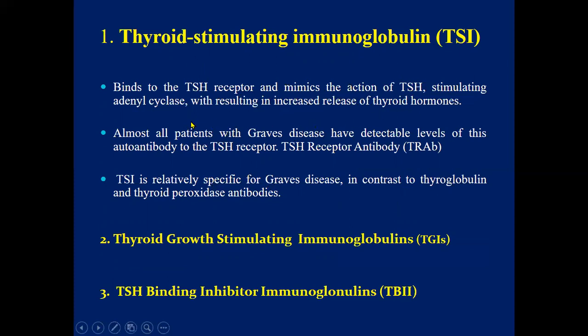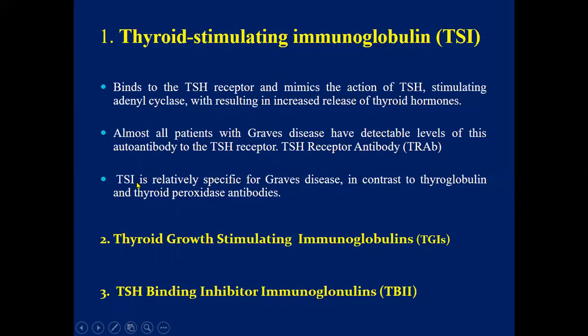It means the TSH receptor is occupied by the antibodies which are produced by the body's own cells, and they act like TSH and stimulate adenyl cyclase, resulting in an increase in thyroid hormone levels. Almost all patients with Graves' disease have detectable levels of TRAb, which are TSH receptor antibodies.